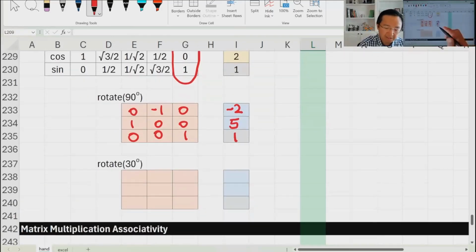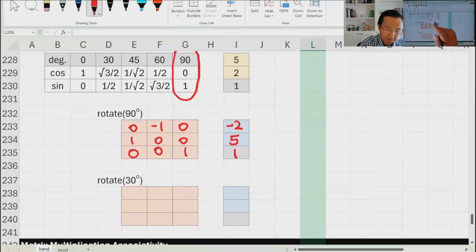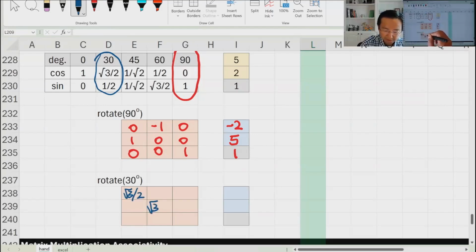And then rotate 30 degrees. Then minus 2, 5, 1, rotate by 30 degrees. We can do a similar lookup. So this is going to be cosine 30 degrees. Let me use maybe just a different color now. So 30. This is going to be cosine, right? So square root of 3 over 2. I can copy over here because they are the same. But this is going to be minus sine, which is 1 over 2. 1 over 2, 0, 0, 0, 0.